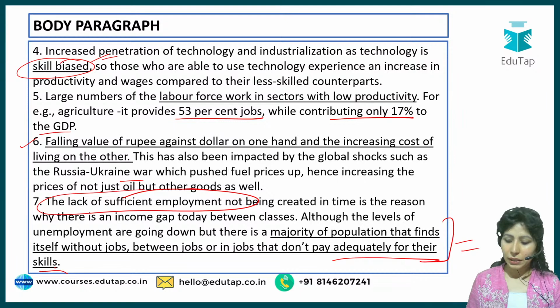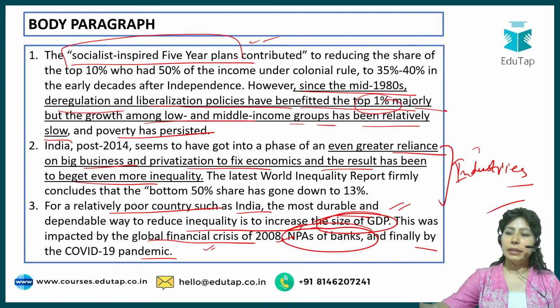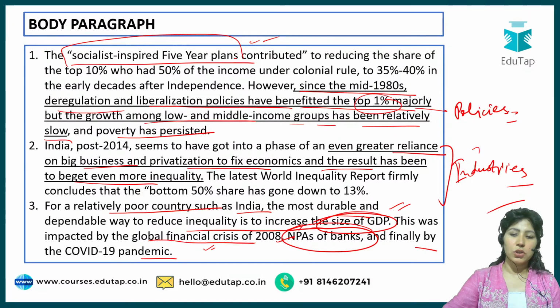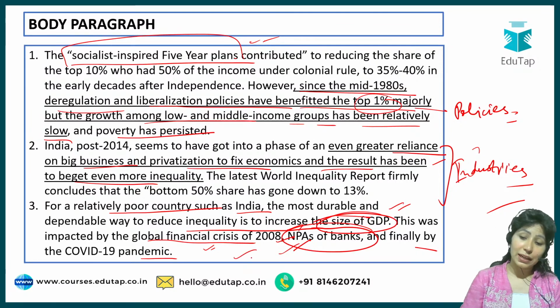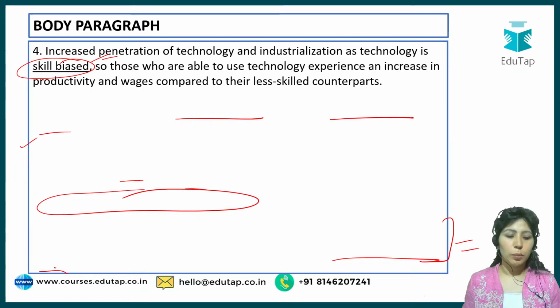Any other point that you can think of? We've talked about lesser jobs available. We have talked about the policies of government, that is the globalization shocks that we're getting. We've talked about that there are lesser industries available in India. We have this NPA crisis, global financial crisis, and size of GDP that has not translated into more rich people.